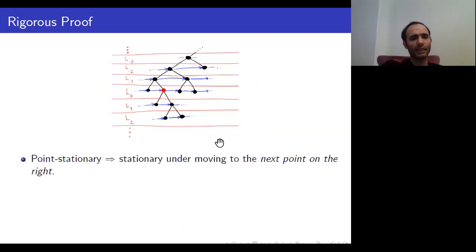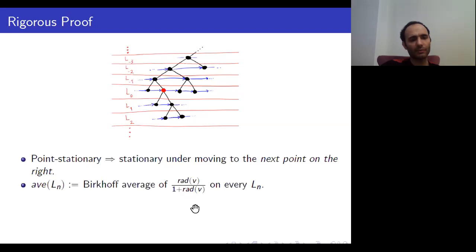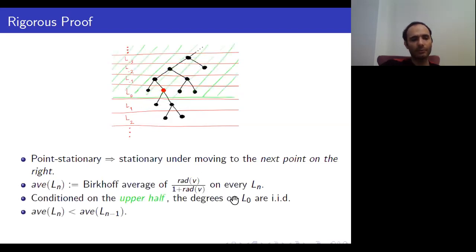To prove this, note that each point has a next point on the right, and if there exists a stationary CP, then the CP is stationary under moving to the next point on the right. This enables us to use Birkhoff's ergodic theorem to define the average radii in each layer, or a function of the radii to make it bounded. And the next step is to prove that we have indeed this inequality.